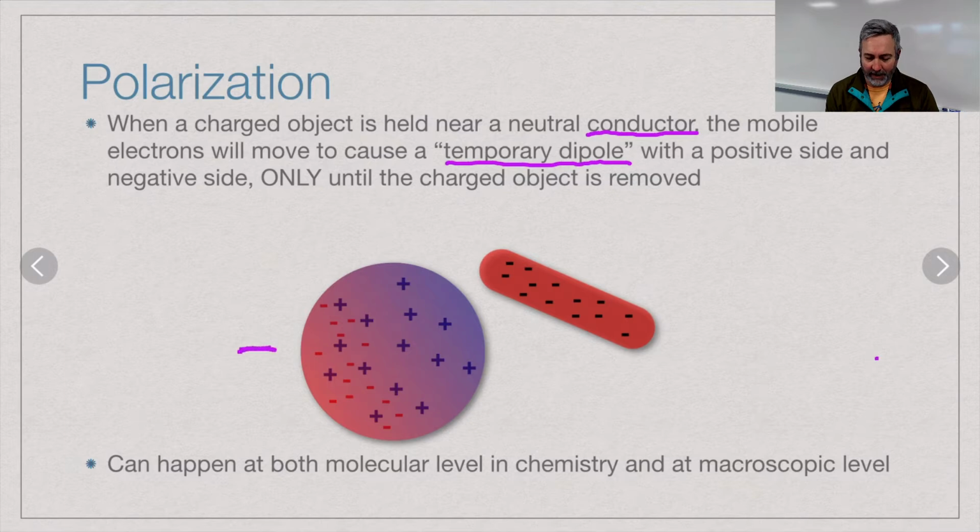That means that this side of the ball is negatively charged, and this side is positively charged. If this were an insulator, it wouldn't be able to do that. The negative charges would stay where they were. Now that would cause the ball to move away or to be attracted potentially.